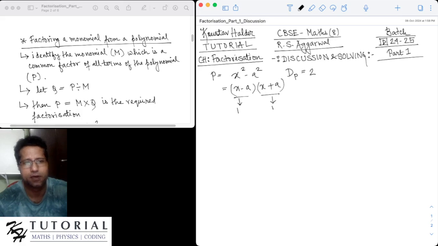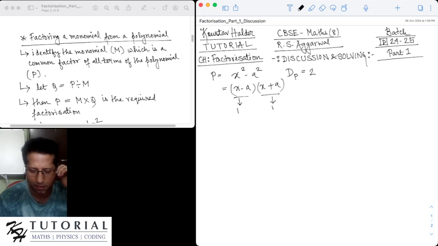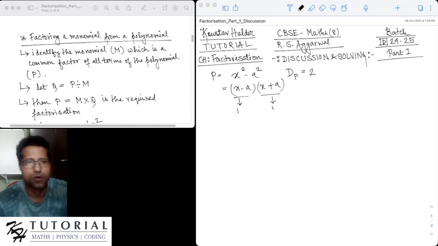Let's now see how we actually factorize a polynomial. There are some basic tools, methods, or concepts that we apply to factorize a given polynomial. The very basic method is, how do we factorize a monomial from a polynomial?